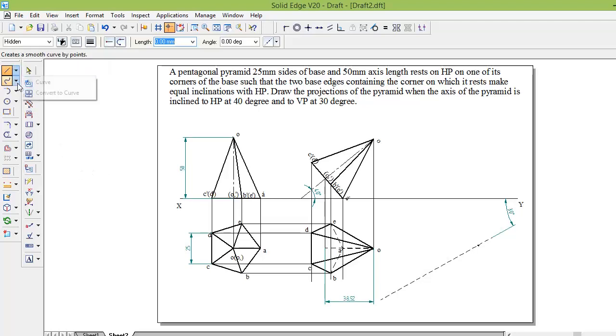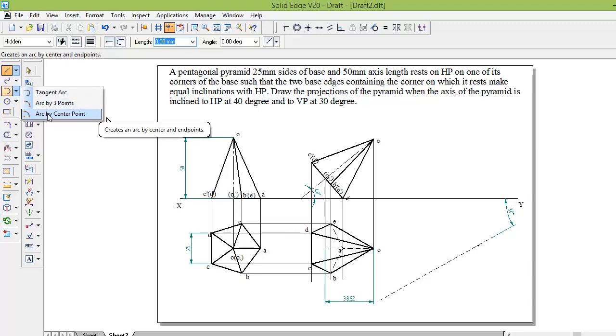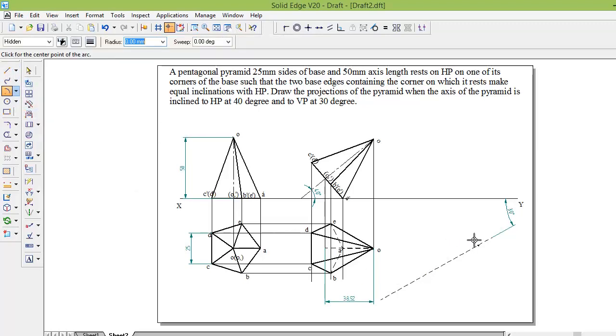Then go to line. Draw 50 mm arc by center point. See, this is the center point I have to take. Radius should be 50 mm. This is the axis inclination. Axis length is 50. That's why I'm cutting the arc 50 here. Okay. So next what do I do? Go to line again. See, from here, intersection point I have to take.